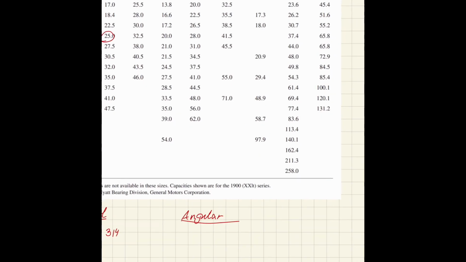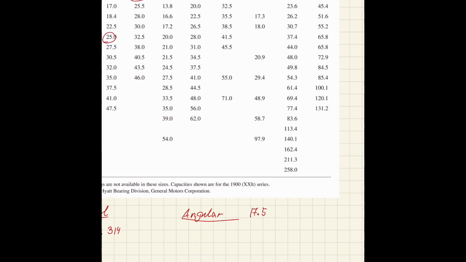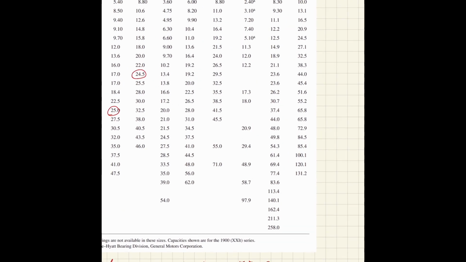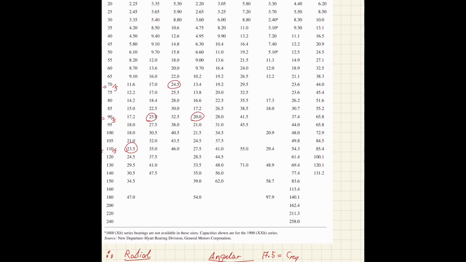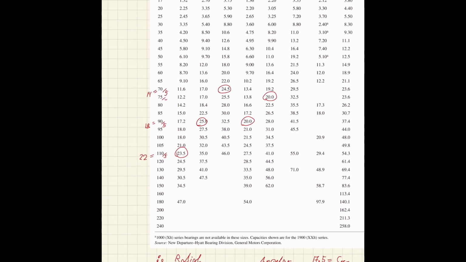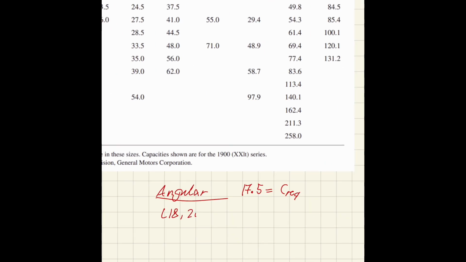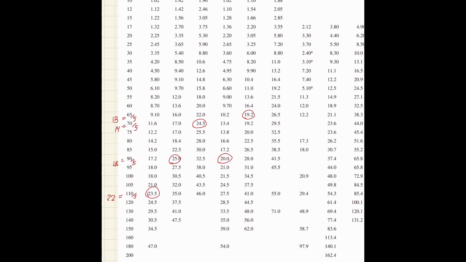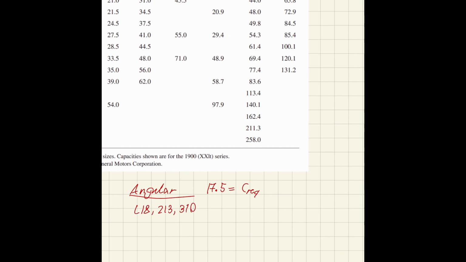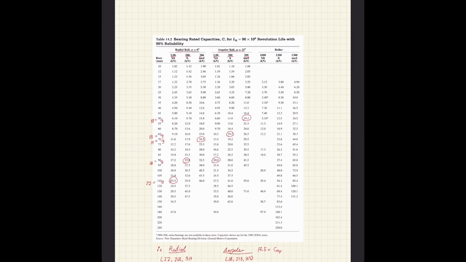So for our angular ball bearings, 17.5, remember that's our C, so we must find something that's greater than but not less than 17.5. So 20, we have 5, and L will be L18. We have 213 for the next ball bearing selection, and 310, I believe, for the last. And those are all the ball bearings that we are able to use.